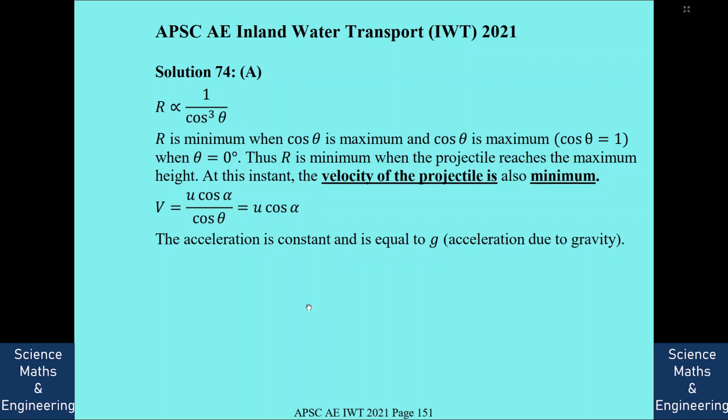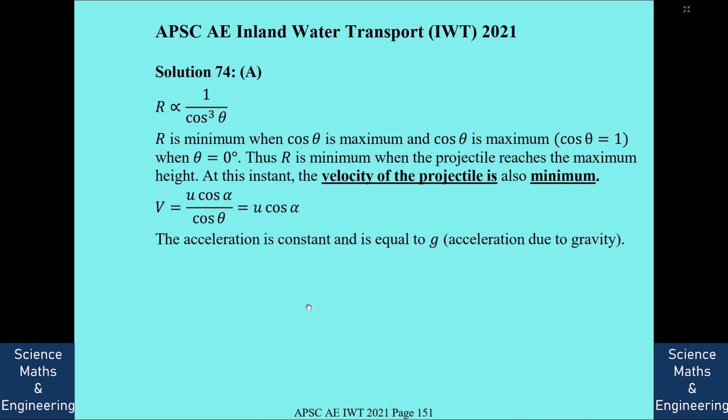So cos theta is 1, then theta would be equal to 0 degrees. Thus our r is minimum when the projectile reaches the maximum height, because at that time only theta would be 0 degrees. Okay, now at this instant the velocity of the projectile is also minimum, because we have reached the maximum height, so velocity is minimum, right?